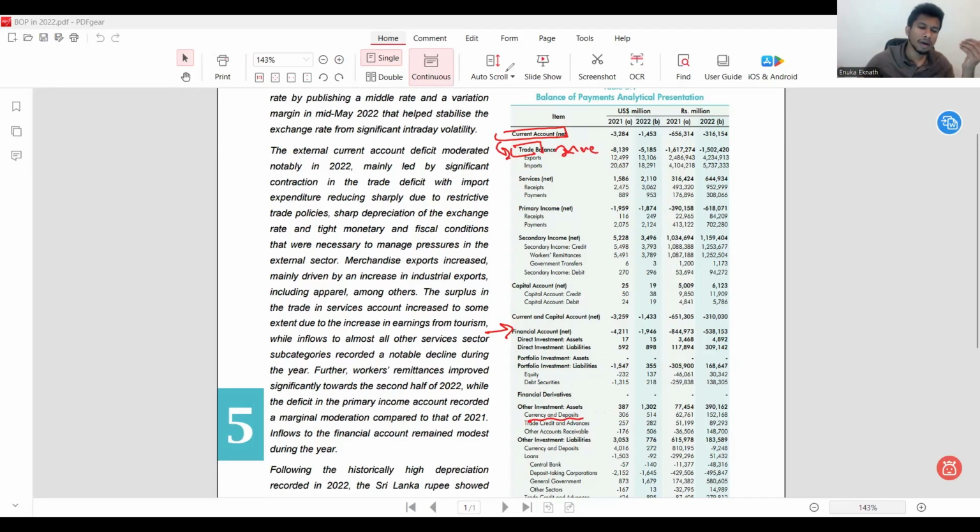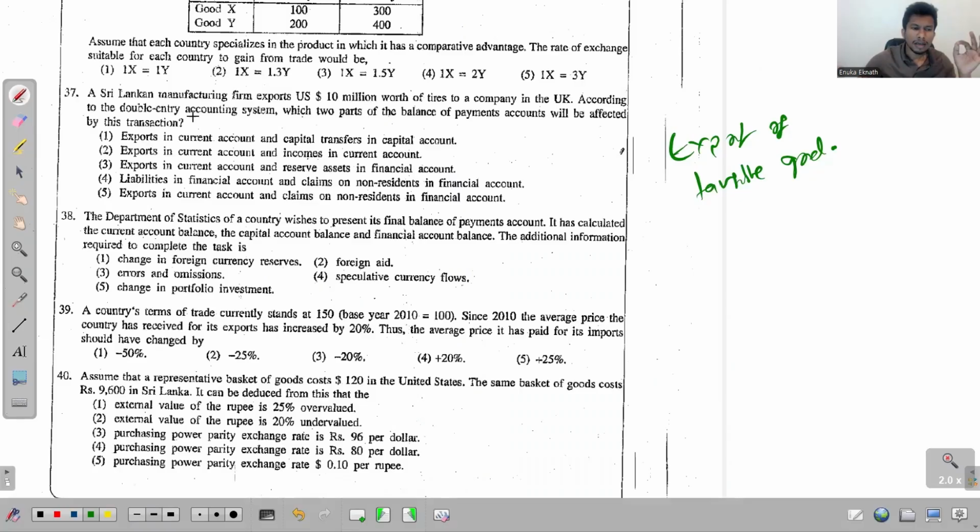So if you come back to this, it says which 2 parts of the balance of payments accounts will be affected by this transaction. The first one, exports in the current account. Yes, true. Capital transfers in the capital account. No, we do not record it in capital transfers.